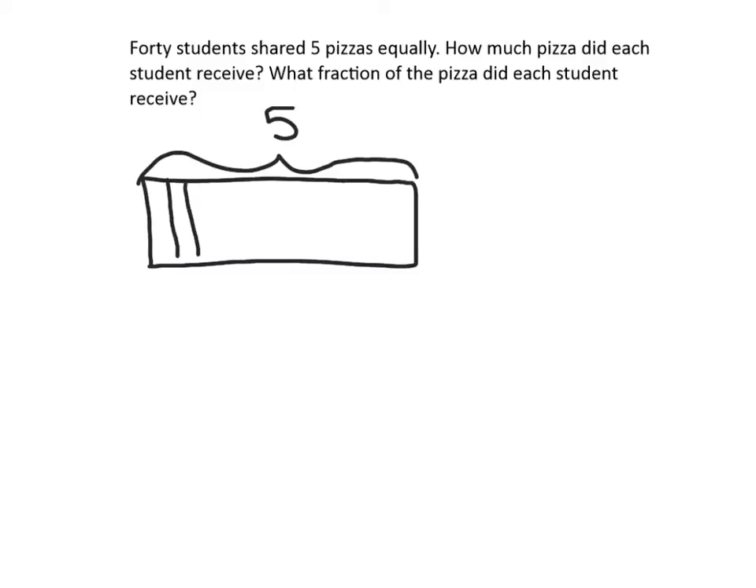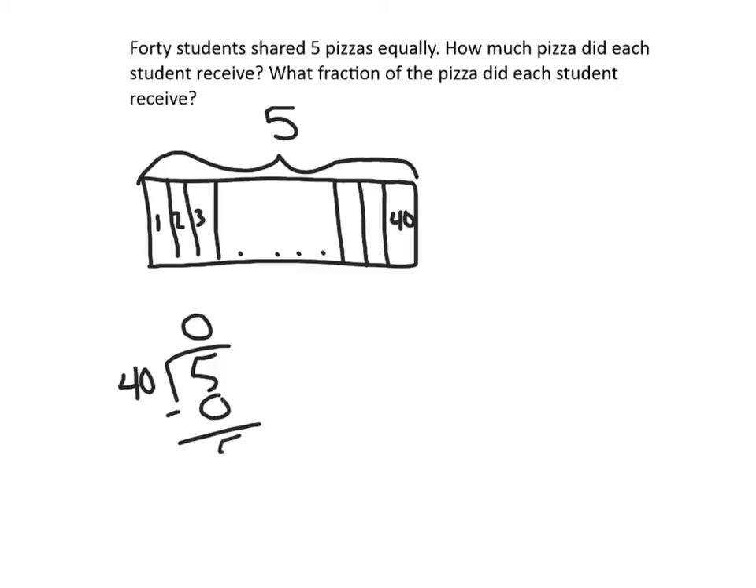So what I'm going to do is draw 40 sections. But I'm actually not going to draw 40 total sections. I'm just going to put a dot, dot, dot, and I'm going to make the last one 40. So it shows that I'm splitting into 40 sections, but I don't really have to draw all 40 sections. So if I do 5 divided by 40, well, 40 goes into 5 0 times. 0 times 40 is 0. I subtract and get 5 left out of 40. So each student is going to get 5/40ths of a pizza.